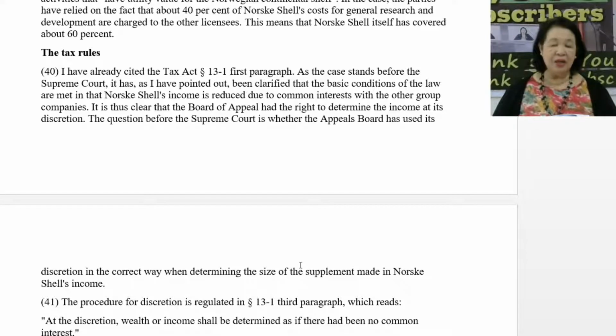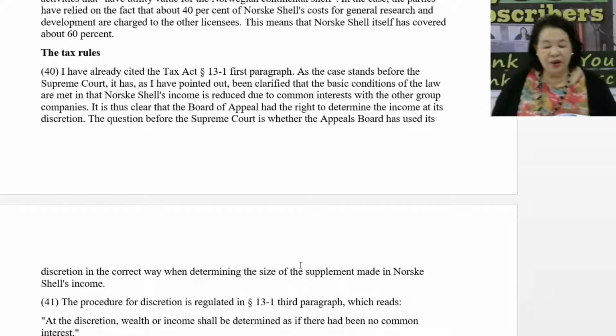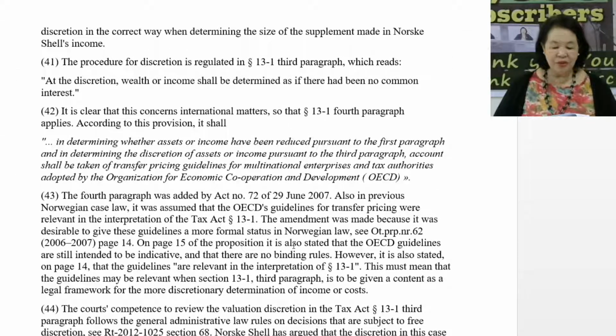No? Hindi naman to discretion without any legal basis. Of course, this is discretion with legal basis. The question before the Supreme Court is whether the appeals board has used its discretion in the correct way, no? When determining the size of the supplement made in Norske Shell's income. The procedure to discretion is regulated in Section 13-1, third paragraph, which reads, at the discretion, wealth or income shall be determined as if there had been no common interest.